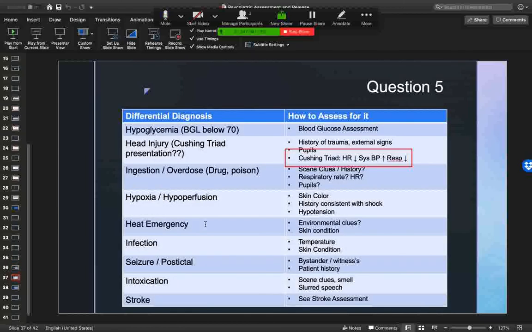All right. 5. What were the 3 physical signs that would be most concerning when ruling out Cushing's triad and a head injury? Again, straight off the PowerPoint: a decreased heart rate, increased systolic blood pressure, and decreased respirations. If you guys don't understand what Cushing's triad is, it's in the textbook. Go look it up online. Get a good understanding of what that is. There's way too much for us to cover in this lecture, but we want to make sure that we're understanding what Cushing's triad is.